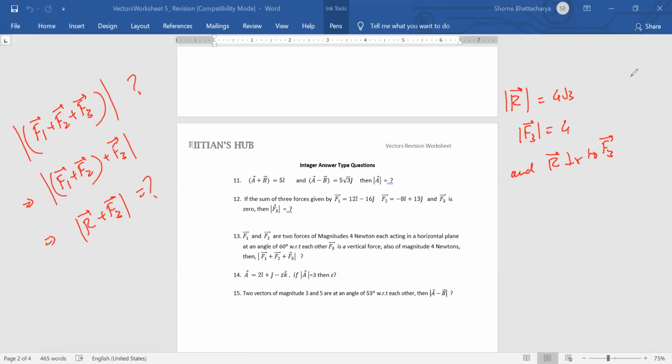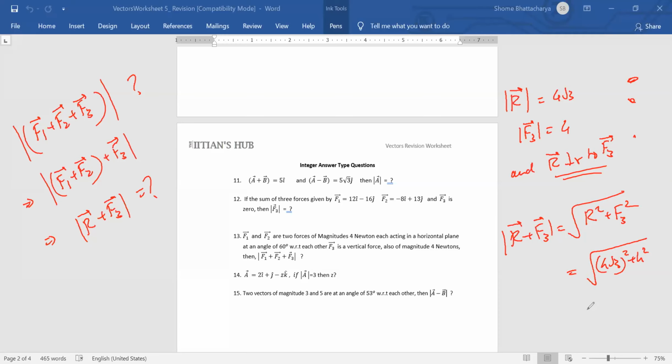So I want to find out this. Okay. And this is a condition on them, that they are perpendicular. So the magnitude of R plus F3, because they are perpendicular vectors, will be the square root of R's magnitude squared plus F3's magnitude squared. Is this clear to all of you? Okay, so that will become 8. So that is why the answer to this question is 8.